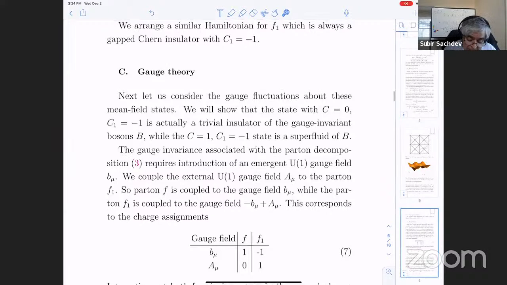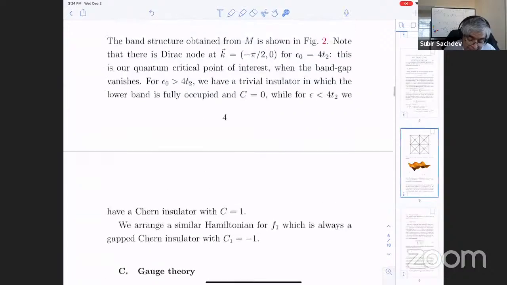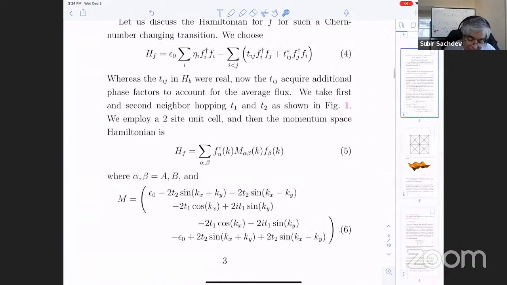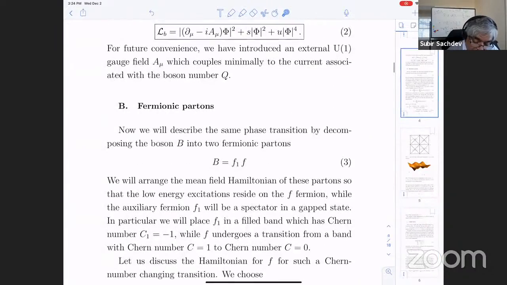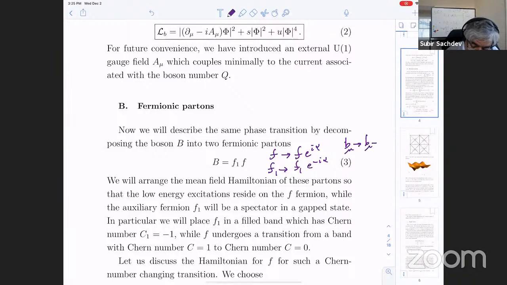So now we have a gauge invariance the moment we introduce this decomposition. The theory is invariant under F goes to F times e to the i alpha, and F1 goes to F1 times e to the minus i alpha. And so there's a gauge field, which I think I'm calling B mu, and B mu under a gauge transformation goes to B mu minus D mu alpha.